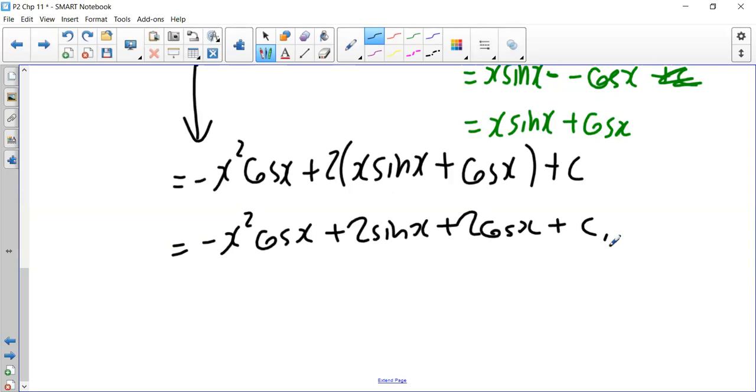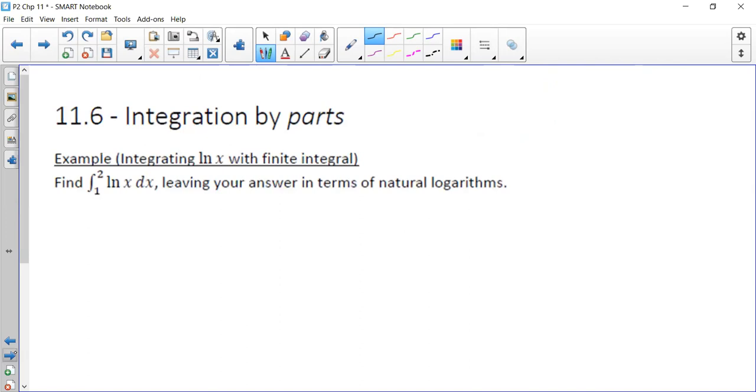Okay. Right. Yes, this lesson is going to go on. 2 more examples, which are different, one of a kind. Example, integrating ln x with finite integral. 2 things you're going to learn in here. 1, you're going to learn how to integrate with a finite integral using by parts. And 2, how to integrate ln x.